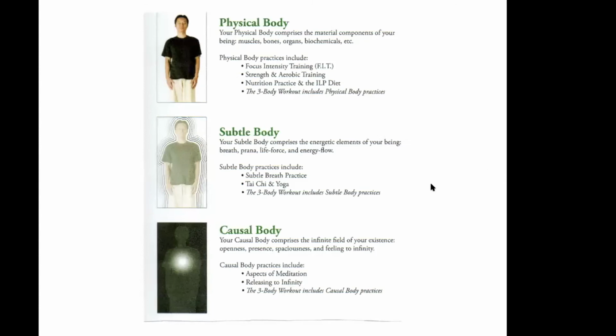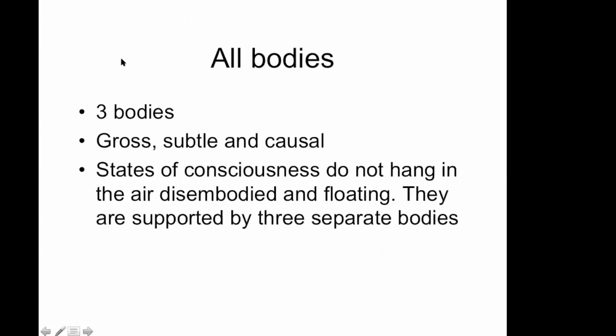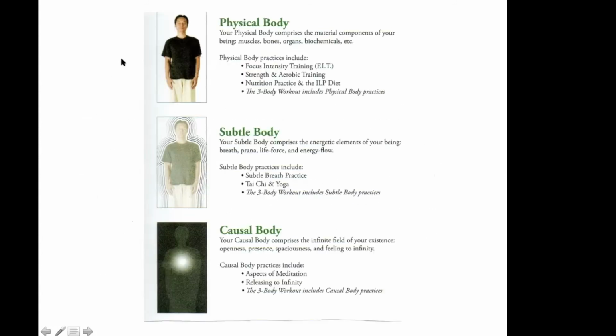So this is an example from the Integral Life Practice book. So if you look, the first body is the physical body. And these are just different practices you can do with the physical body. Like you can do physical exercise or aerobic training or strength training or resistance exercises, or you can have a nutritional practice with the body.